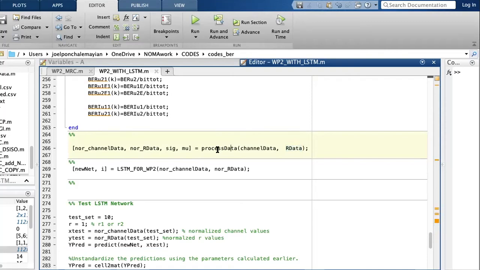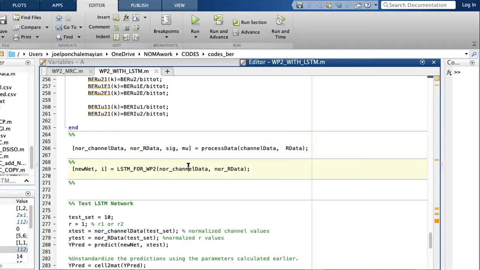So this process data basically normalizes my data, and then it returns the channel data, and then it returns the R data, R1 and R2, and then returns the sigma and mu. Basically, sigma and mu are what we are going to use for normalizing our data. And after that, now I need to train my neural network. This is how I train it.